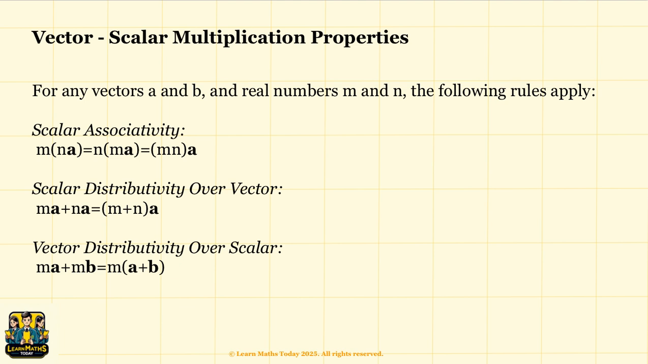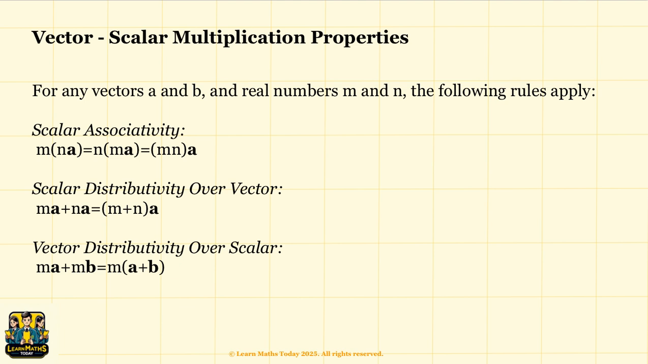Next is the scalar distributivity over vector. It means that we can add the scalars first, then multiply by the vector. For example, if you have ma plus na where m and n are scalars, you can choose to add m and n first before you multiply by the vector. You will get the same result.